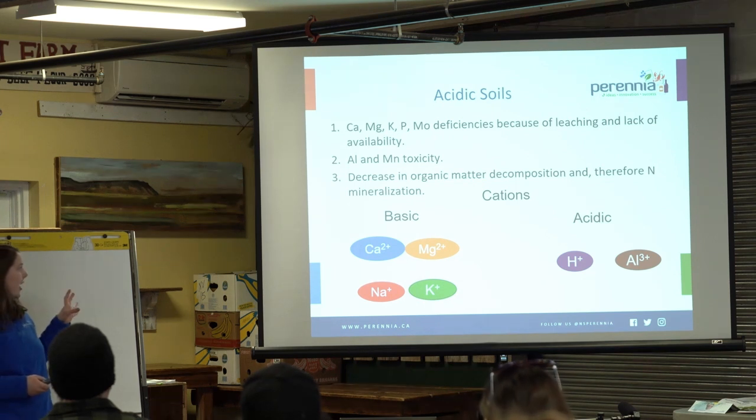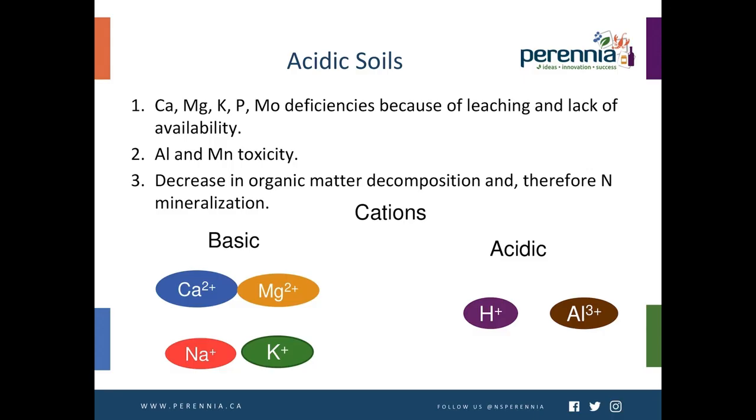So I said we were going to talk about cations. These are your positively charged ions in soil. So you have basic cations and you have acidic cations. Your acidic is your hydrogen, which measures your pH, and then aluminum is also acidic, and then your basic ions are calcium, magnesium, sodium, and potassium.